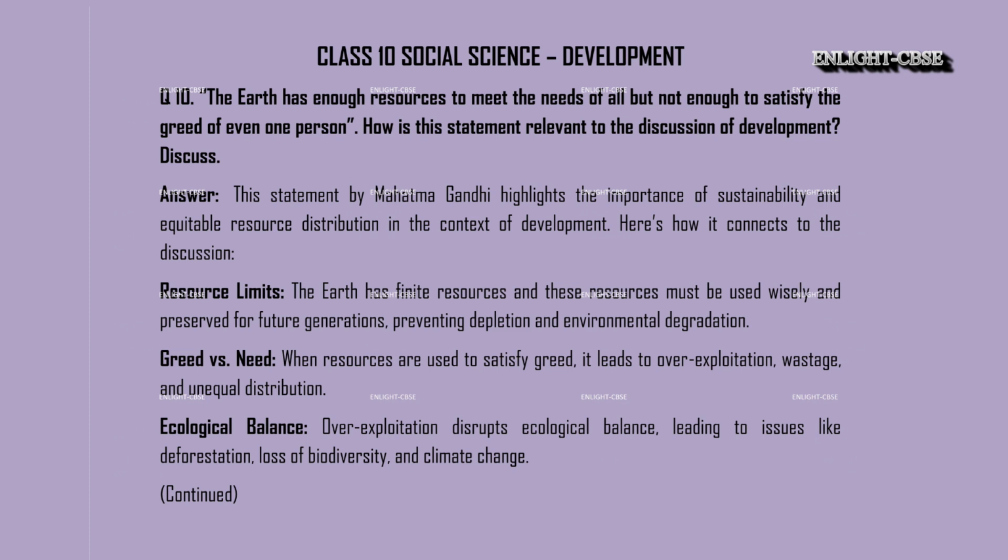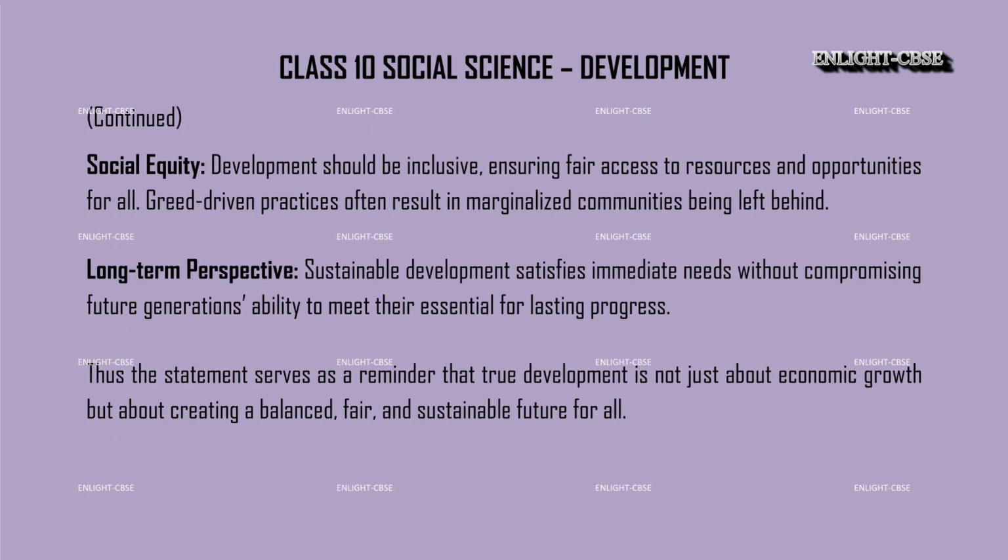1. Resource limits. The Earth has finite resources and these resources must be used wisely and preserved for future generations, preventing depletion and environmental degradation. 2. Greed vs. need. When resources are used to satisfy greed, it leads to overexploitation, wastage, and unequal distribution. 3. Ecological balance. Overexploitation disrupts ecological balance, leading to issues like deforestation, loss of biodiversity, and climate change. 4. Social equity. Development should be inclusive, ensuring fair access to resources and opportunities for all. Greed-driven practices often result in marginalized communities being left behind.